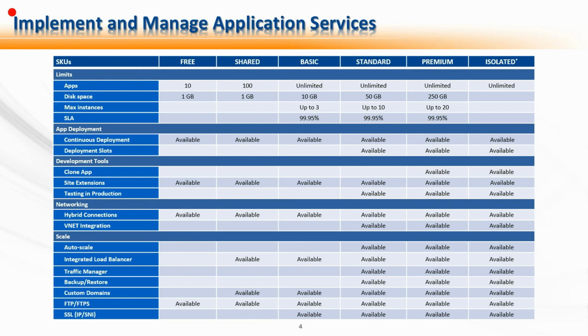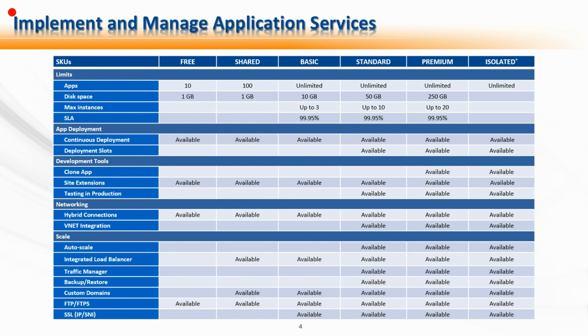Site extensions are available for all, and testing in production is available only in the standard, premium, and isolated tiers. And so on and so forth. For the scale, if you come down to the table, auto scale is available for standard, premium, and isolated. For the integrated load balancer, ILB, we have it for the shared, basic, and all the other 3 tiers, standard, premium, and isolated, but it is not available for the free tier.